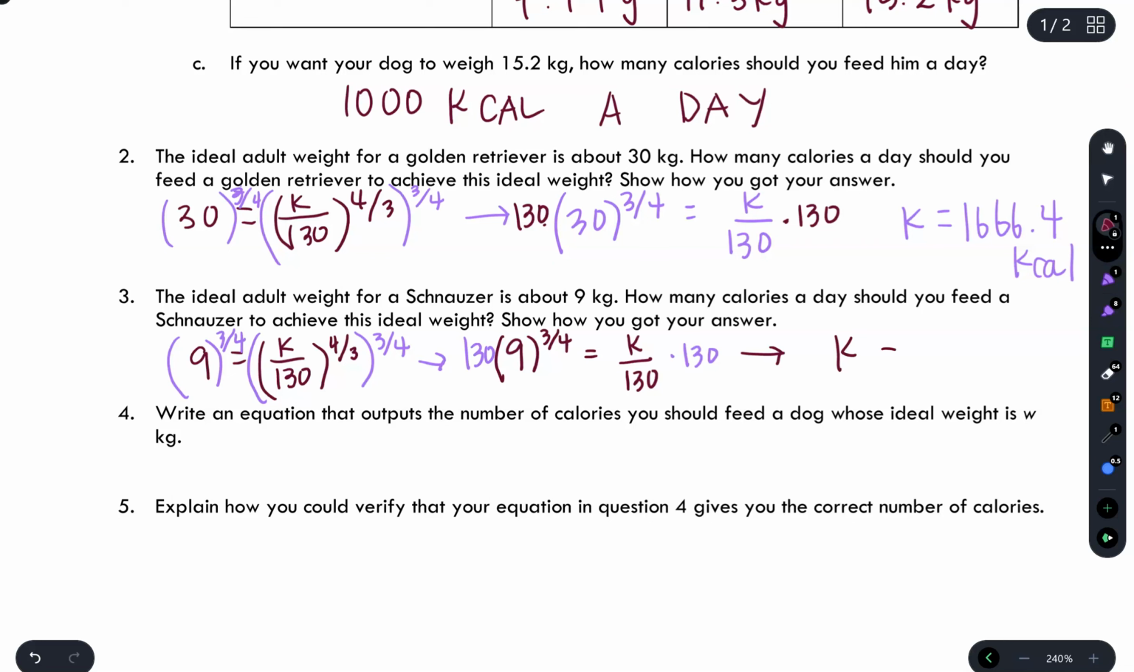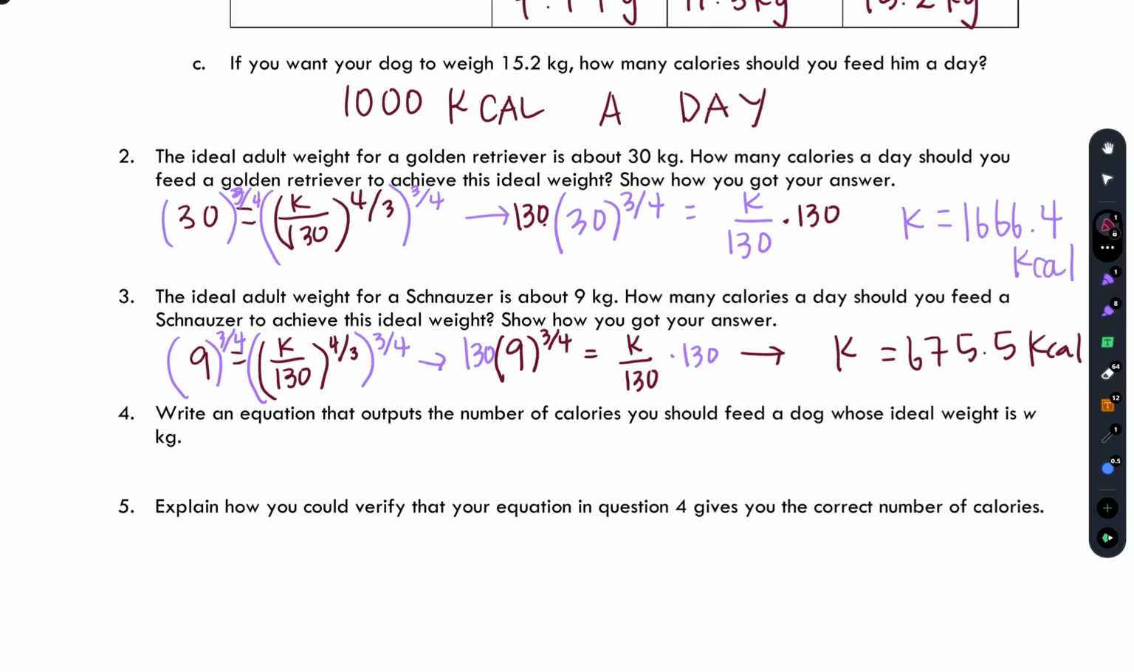So what'd y'all get for K here? 675. Did y'all say 0.5? Is that what I heard? 0.5 kilocalories, yeah? Okay, so now we've solved two things.